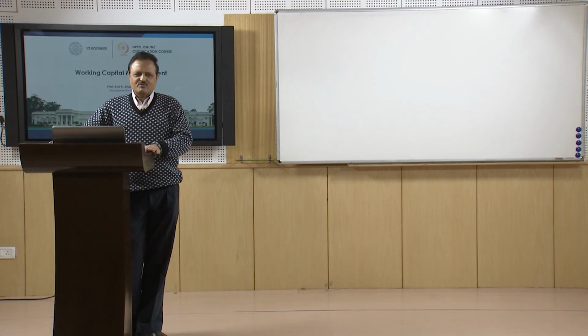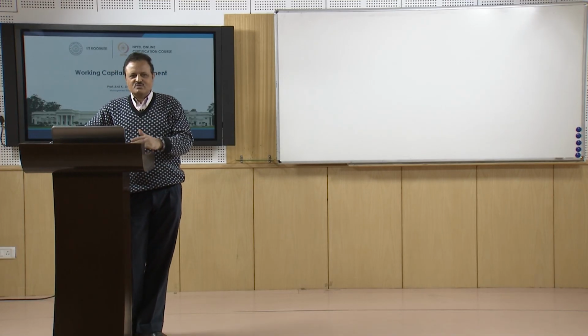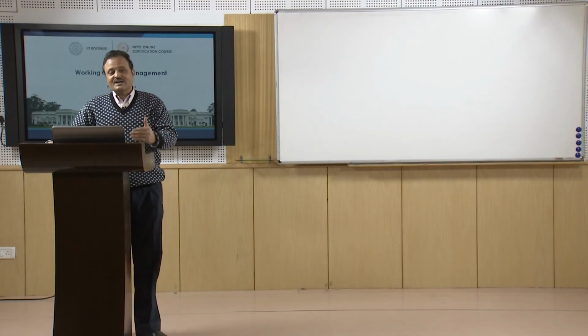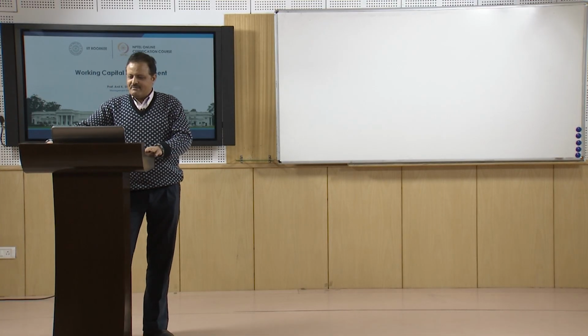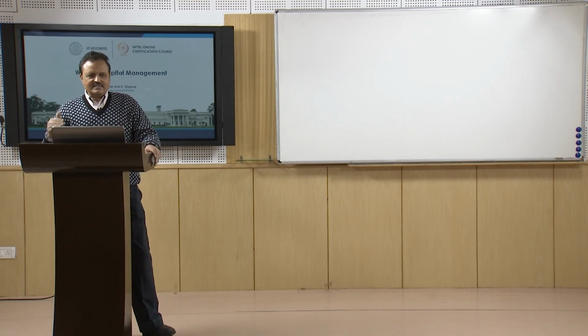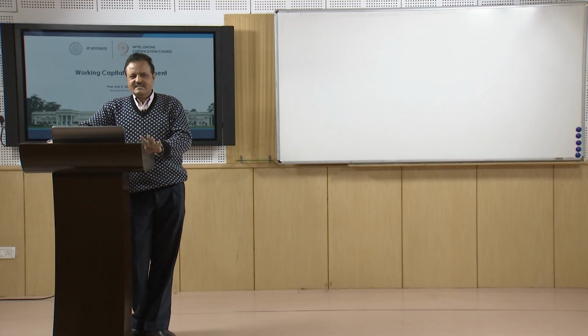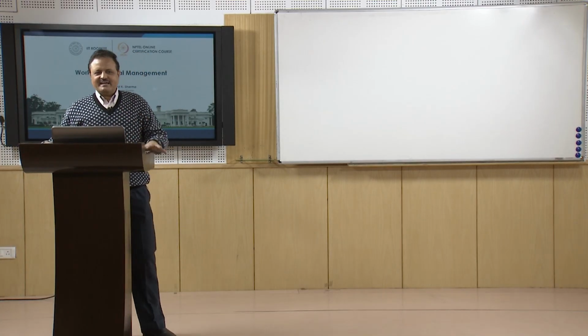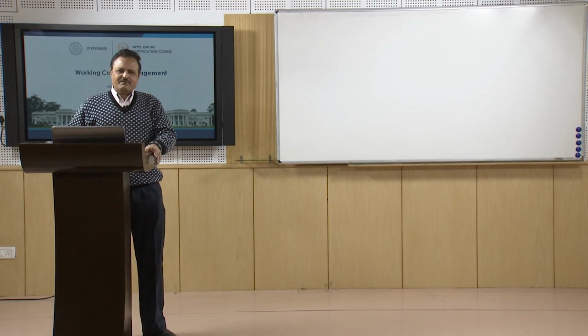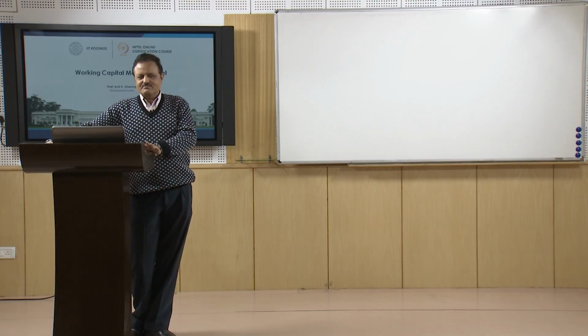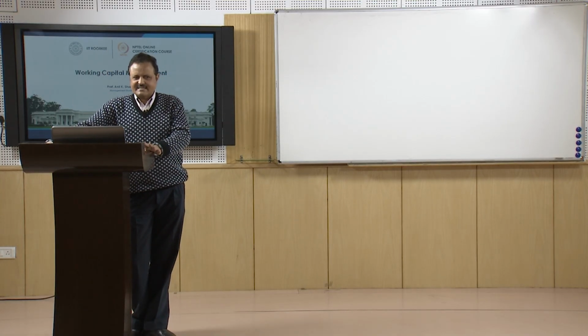In this subject we are going to learn how to manage the lower part of the balance sheet. The lower part of the balance sheet is where you talk about current liabilities and current assets, short term liabilities and short term assets. Here if you are able to manage the lower part of the balance sheet properly, to a larger extent the upper part of the balance sheet will be managed automatically.